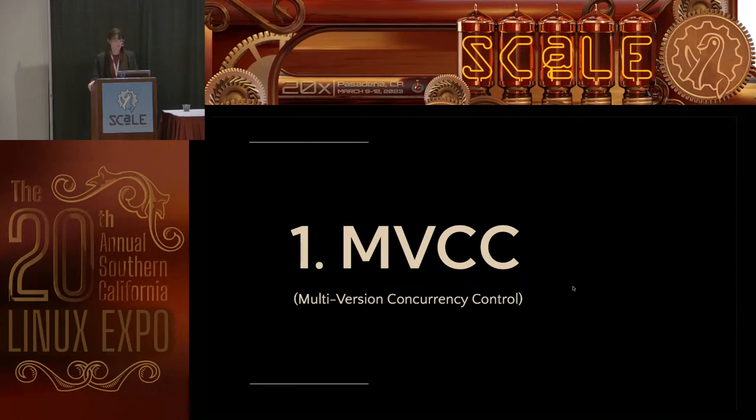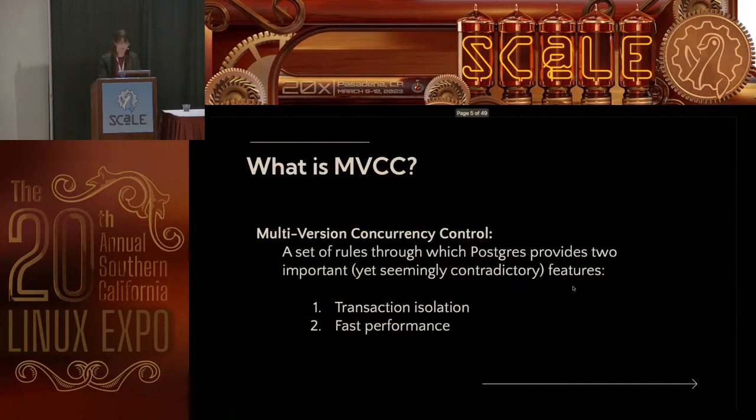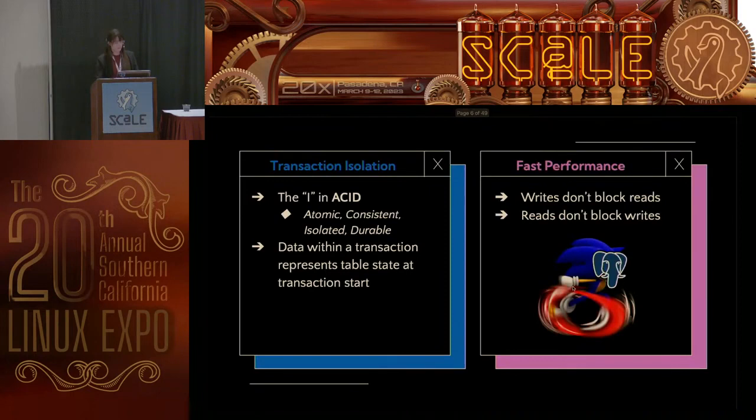So we're going to start out with Multi-Version Concurrency Control. What is MVCC? Multi-Version Concurrency Control is really just a set of rules in Postgres. And the point of this set of rules is to provide two seemingly contradictory features, the first being transaction isolation, and the second being fast performance. And why are those things actually contradictory, though? It seems like they wouldn't necessarily have to be.